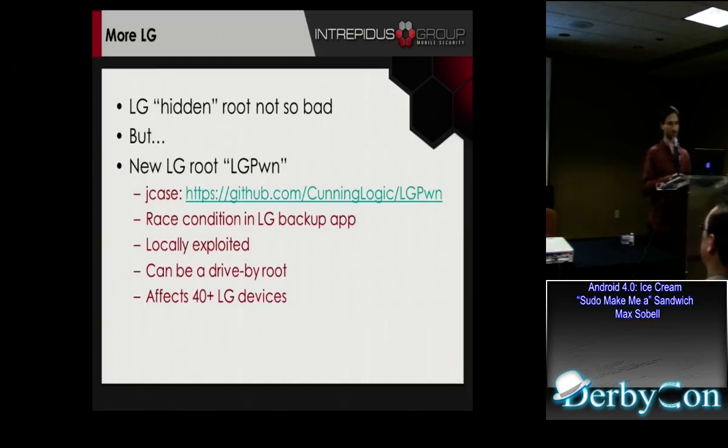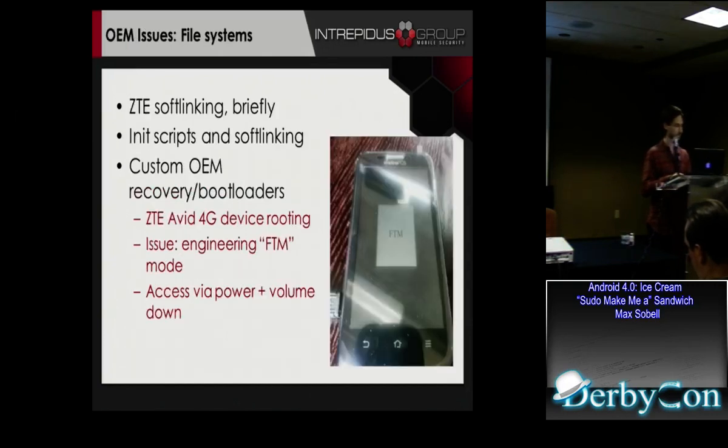There's a new LG root, LG Pwn, or it's maybe a couple months old now. And I'll harp on this general idea more later, but the idea is don't reinvent the wheel. So there's an LG backup app, and JCase exploited a race condition in the LG backup app. But there's also an Android backup app, so you don't need your own backup app. So this was a really bad one. It could be a drive-by root, and it affects 40 plus LG devices.